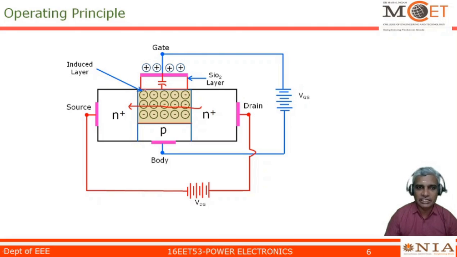So once I remove this VGS, these negative electrons will slowly vanish or reduce, and again a depletion width will be formed in this P layer. It will restrict the flow of electrons from drain to source. So this is all about the operating principle of the power MOSFET.